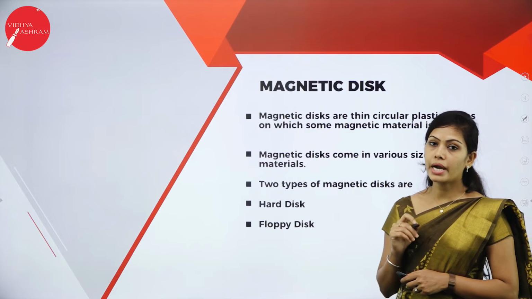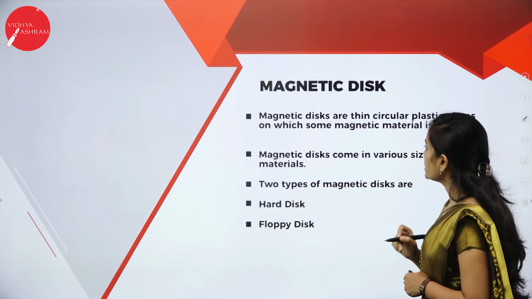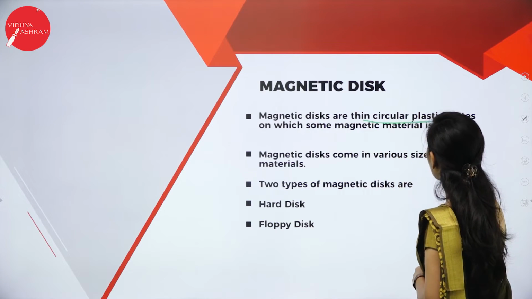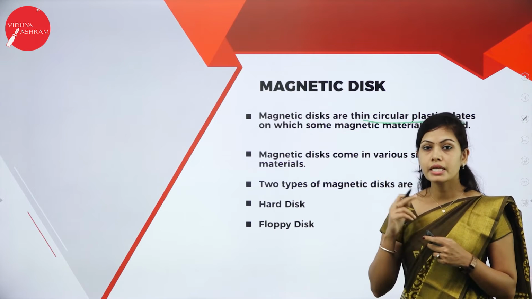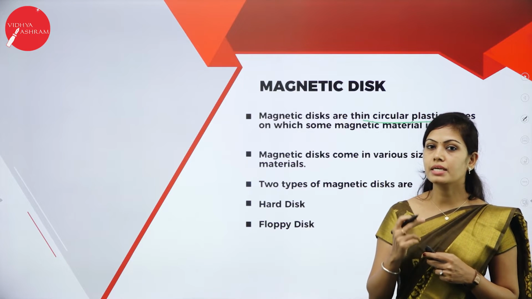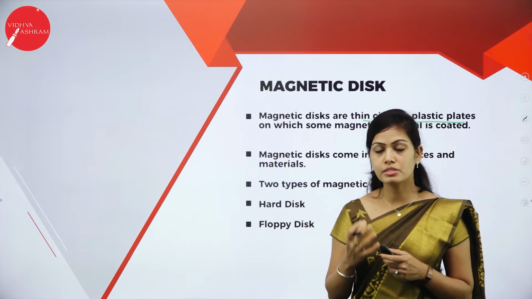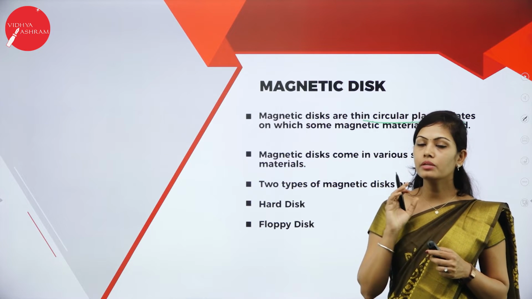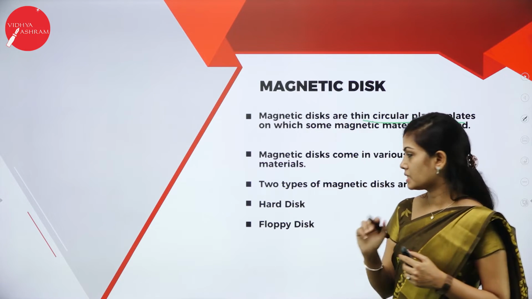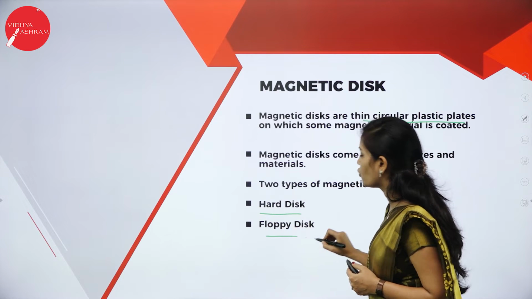So what is a magnetic disk? Magnetic disks are thin circular plastic plates on which some magnetic material is coated. It consists of magnetic materials, so it helps to store the data. Magnetic disks come in various sizes and materials. They are hard disk and floppy disk.